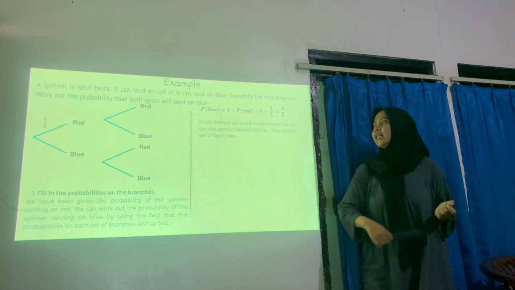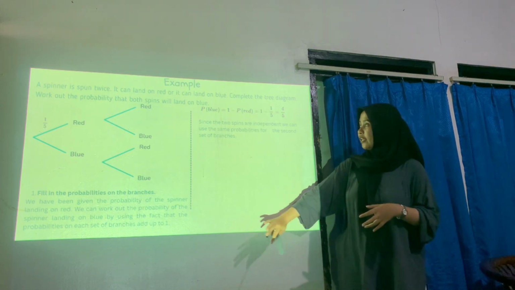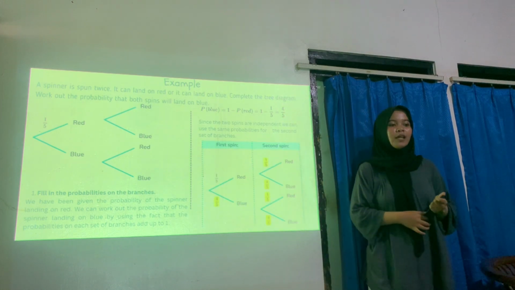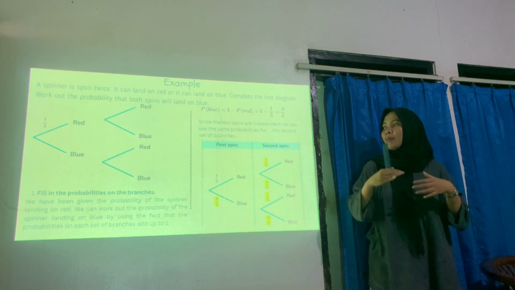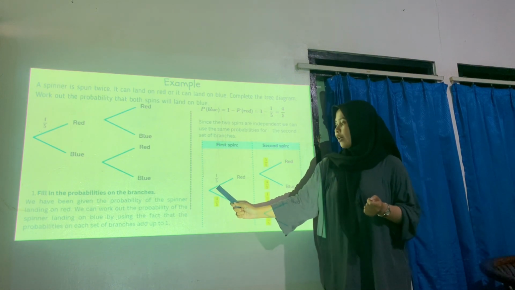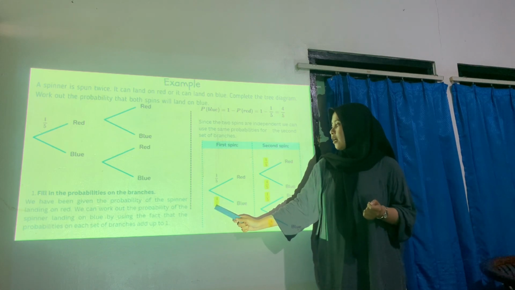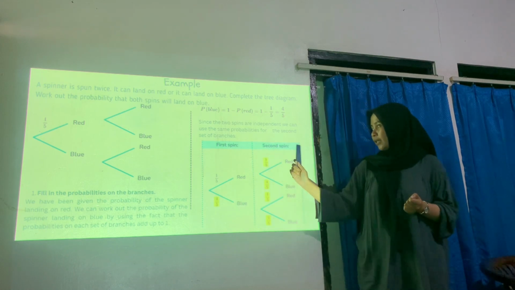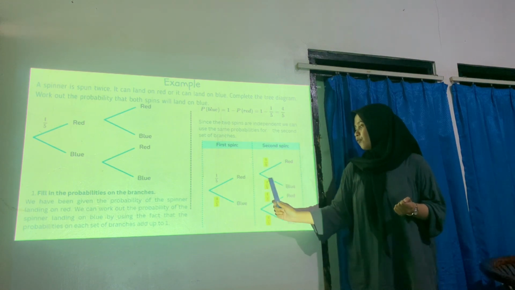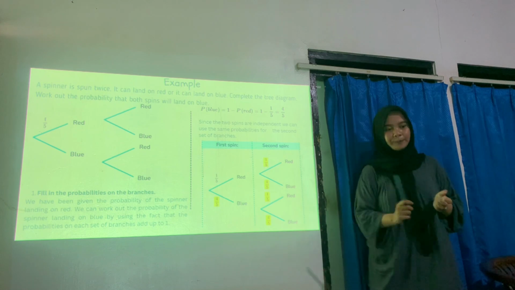4/5. Since the two spins are independent, we can use the same probabilities for the second set of branches. The probability of the spinner landing on red is 1/5 and on blue is 4/5. And we can put it all in the second spin: red is 1/5 and blue is 4/5, and red is 1/5 and blue is 4/5.